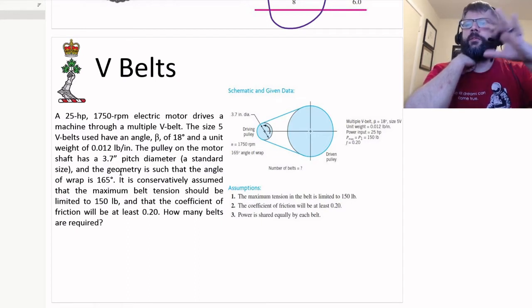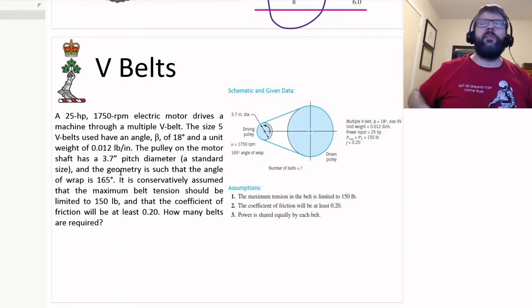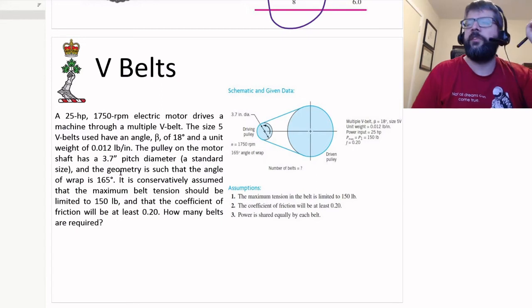and wraps around such that we got 165 degrees of coverage there. So that's our phi. We're designing for a maximum belt tension of 150 pounds, and we can assume a coefficient of friction of 0.2. How many belts do we require?